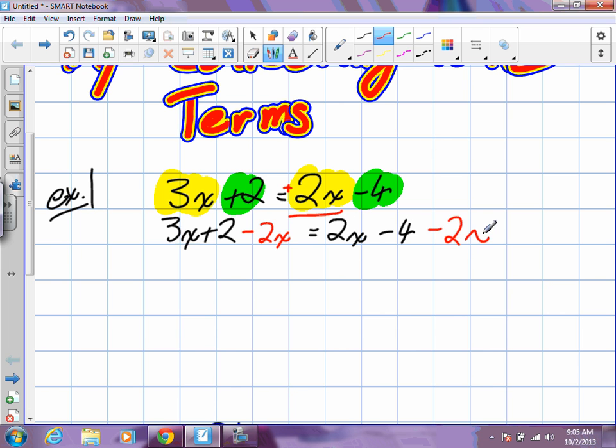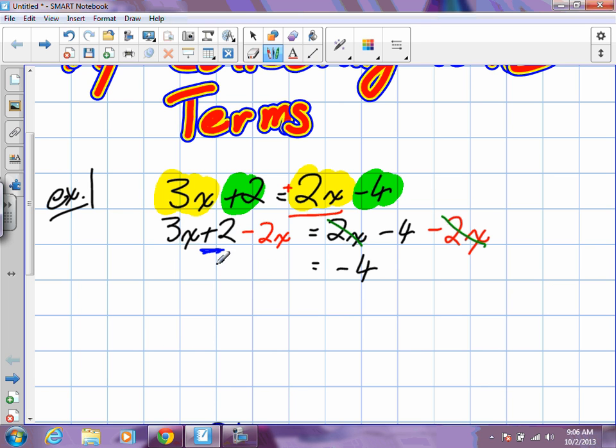So I want you guys to get used to this idea here. Even though they're not beside each other, this positive 2x and this negative 2x, what happens? What do they become? 0. So the idea is a lot of times they call it canceling out. It's known as really creating a 0. So I'm just left with -4 on this side. I'm going to move my 2 over to the other side in the next step.